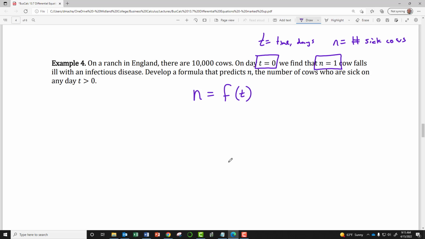Right, so if you tell me the number of days after the first cow got sick, I should be able to predict how many cows are sick on this farm. And so maybe your first guess here is that the rate at which cows are becoming sick, dn/dt, is going to be proportional to the number of cows that are sick.